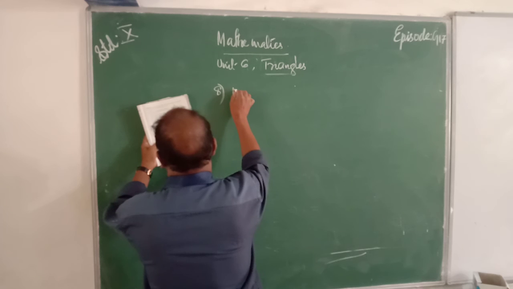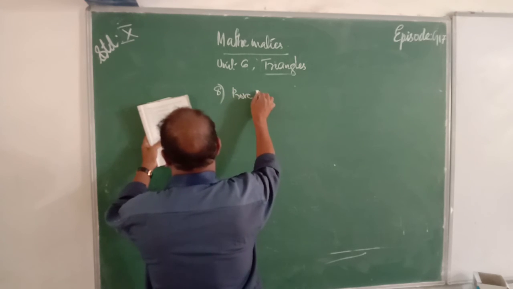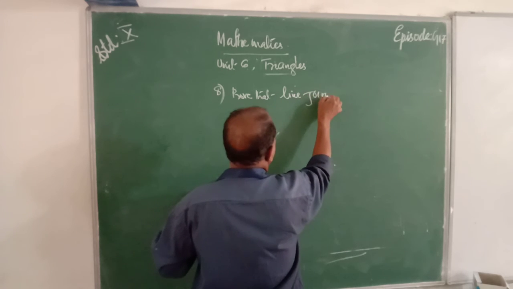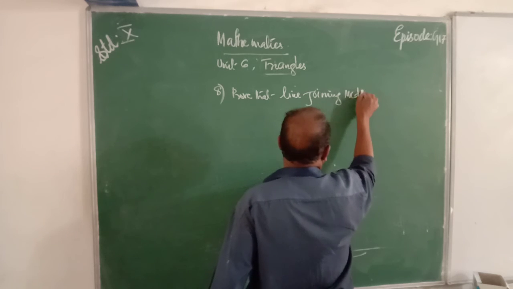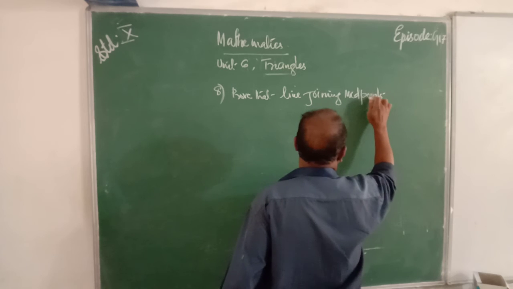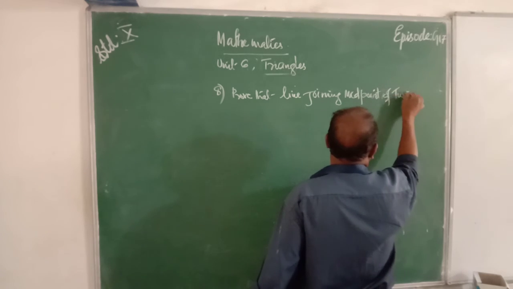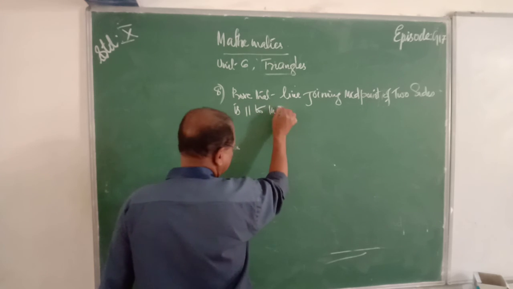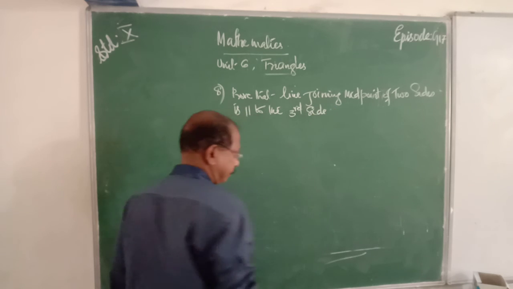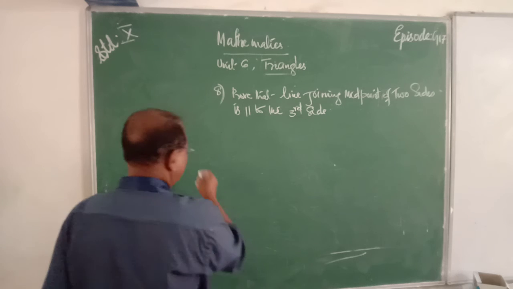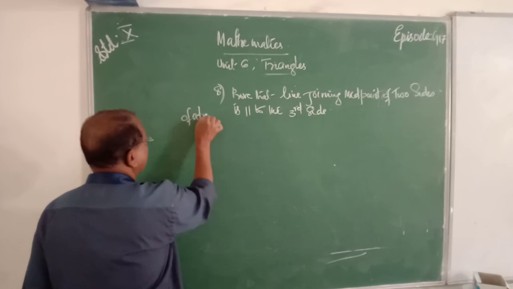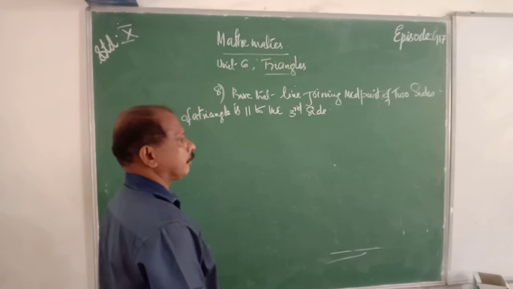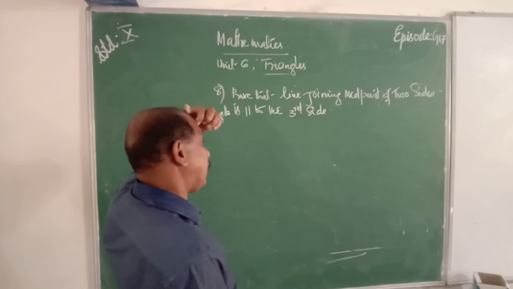Then question number 8. Prove that the line joining the midpoints of two sides of a triangle is parallel to the third side. Parallel to the third side.